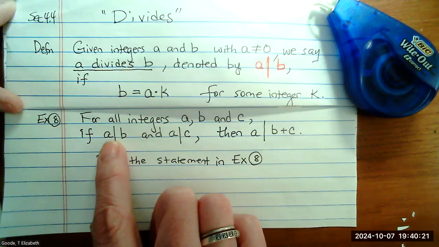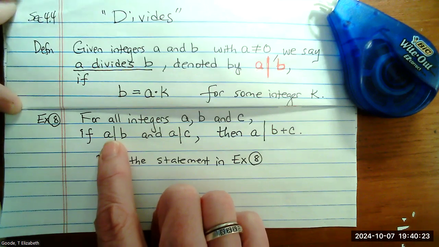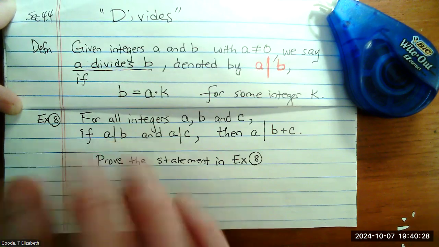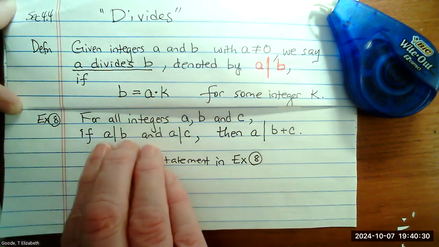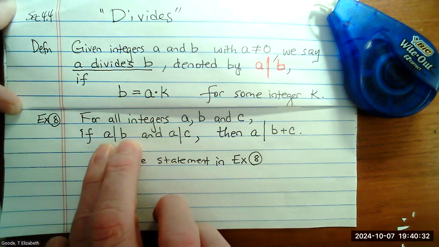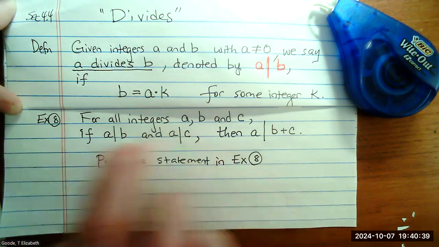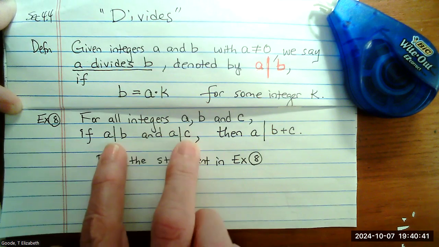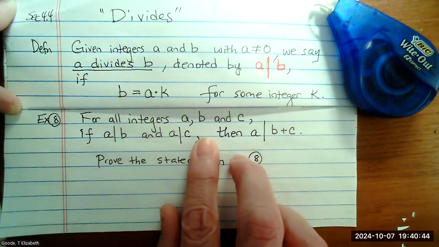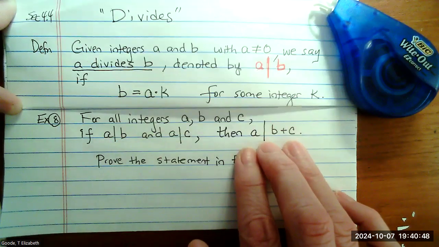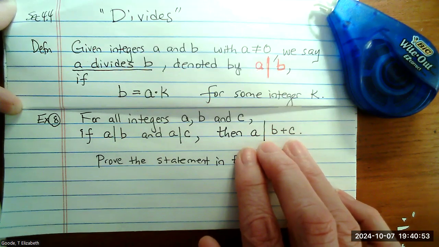This is the deal, folks. We don't even have to say that A is not 0. I'll tell you why. If A was 0, then A divides B would be false because 0 can't divide into anything. And A divides C would be false. The point is, this would be a false hypothesis if A was 0. And we know the if-then would be true by false hypothesis. So we don't even have to say that A isn't 0.